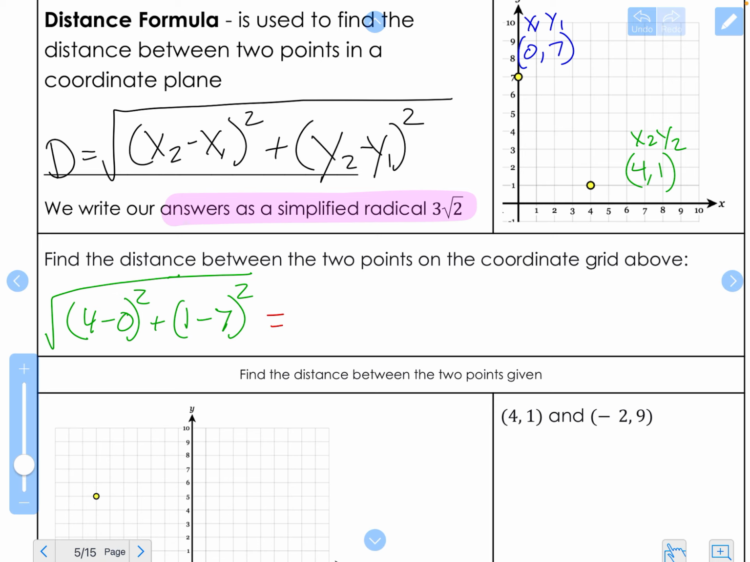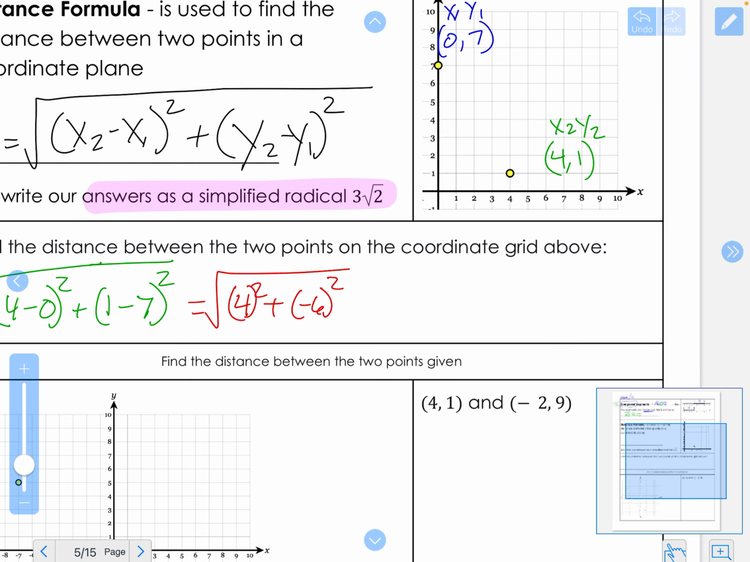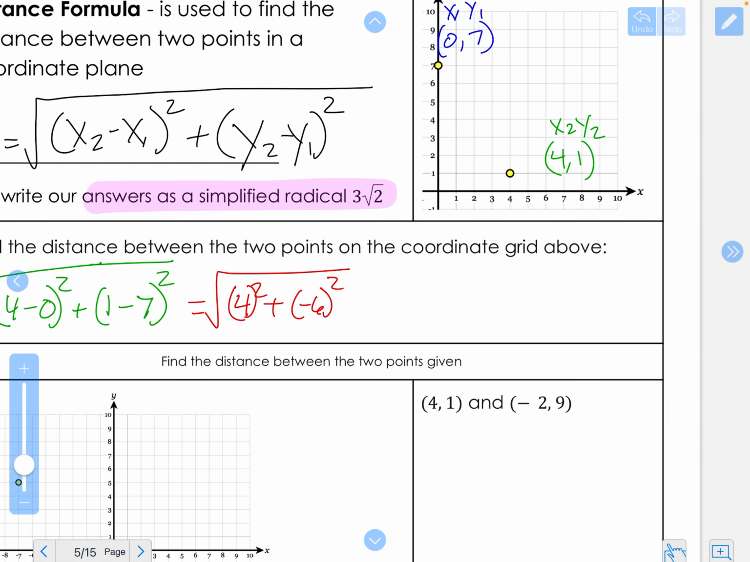So now we need to do what's inside our parentheses. So 4 minus 0 is 4, and so we're going to square the 4. 1 minus 7 is going to be a negative 6, and so we need to square that, and now I'm going to put the square root on top. So one quick thing. Distance is always positive, because negative 6 squared is the same thing as negative 6 times negative 6, which is always going to become a positive answer. So 4 squared is going to be 16. Negative 6 squared is going to be 36.